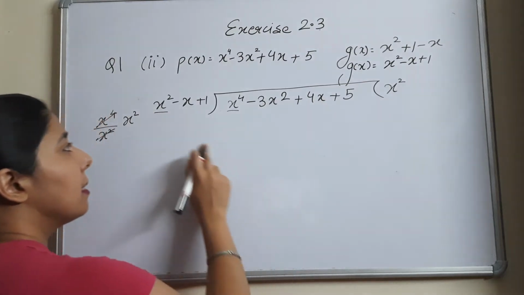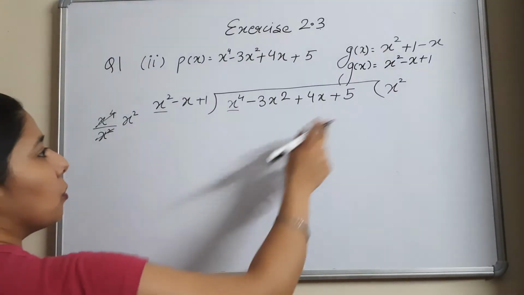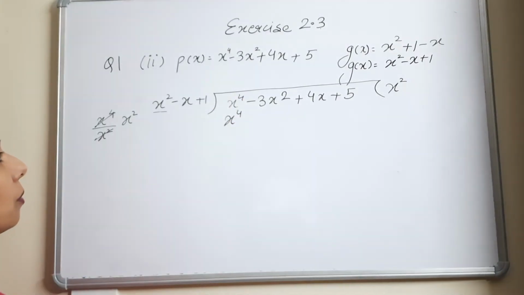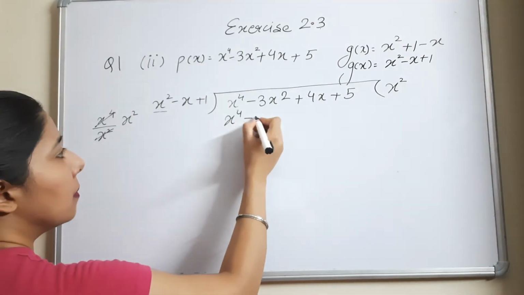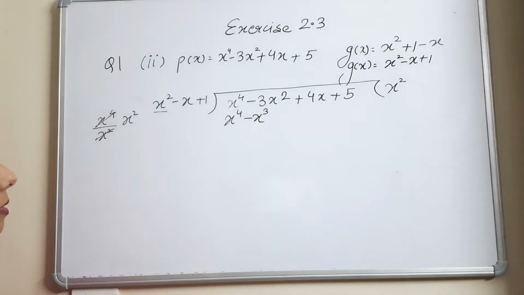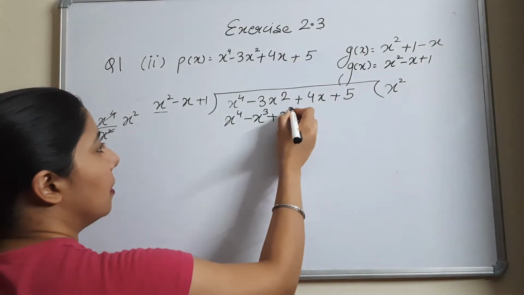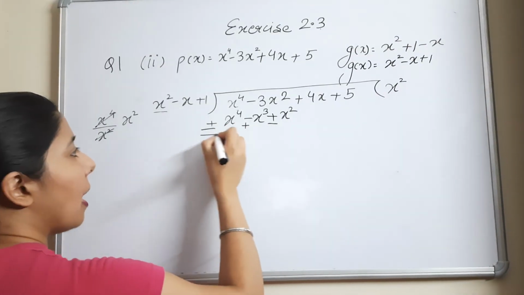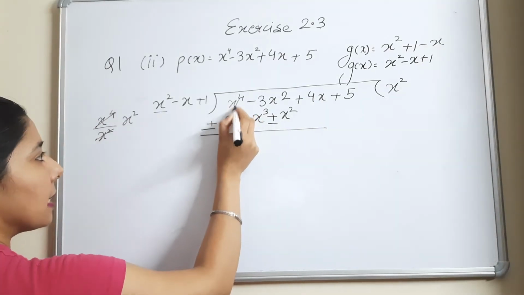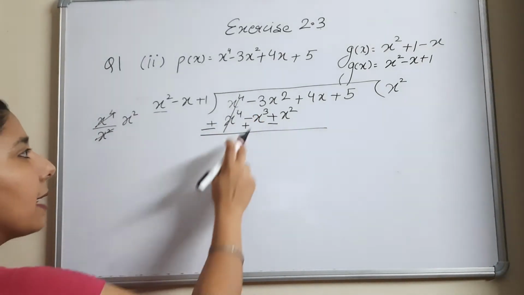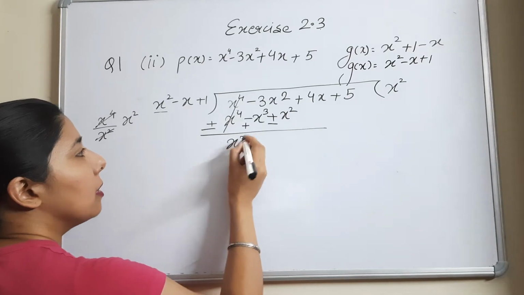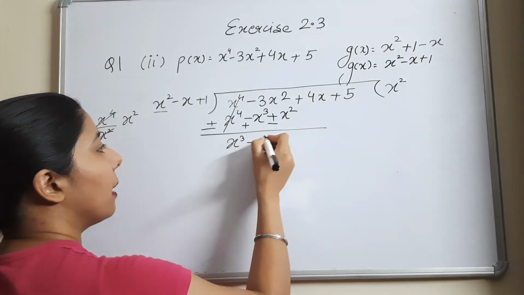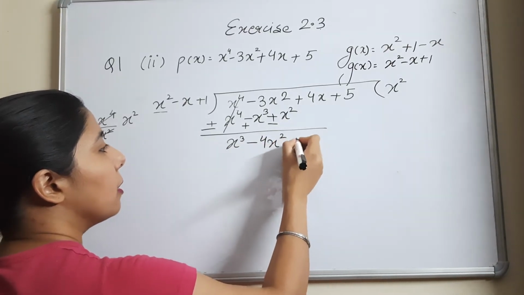Next we will multiply this x² by g(x). So x² into x² is x⁴. x² into x is minus x³, plus x². Now change the signs. Now this plus x⁴ and minus x⁴ cancel each other. So this x³ will come down as it is because there is no x³ term here. And this minus x² and minus 3x² gives minus 4x². Write it this way.